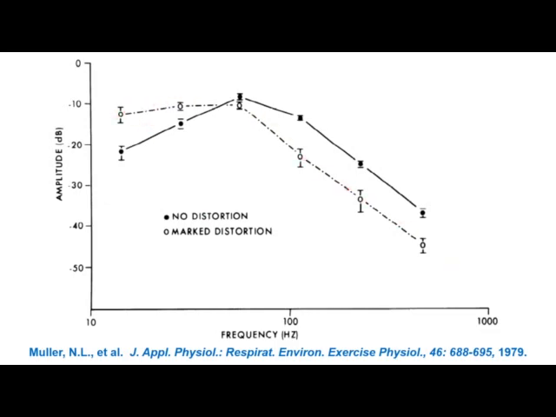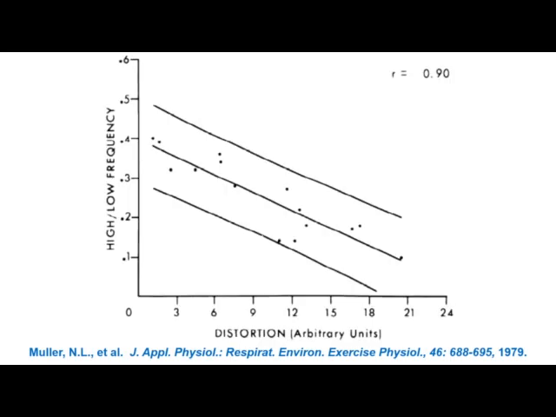What he plotted here is the high-low frequency against distortion, and these were arbitrary units, but it was the amount that the rib cage distorted. And obviously, the more distortion there was, again in REM sleep, the more fatigue occurred. That is, the more the high-low ratio fell.